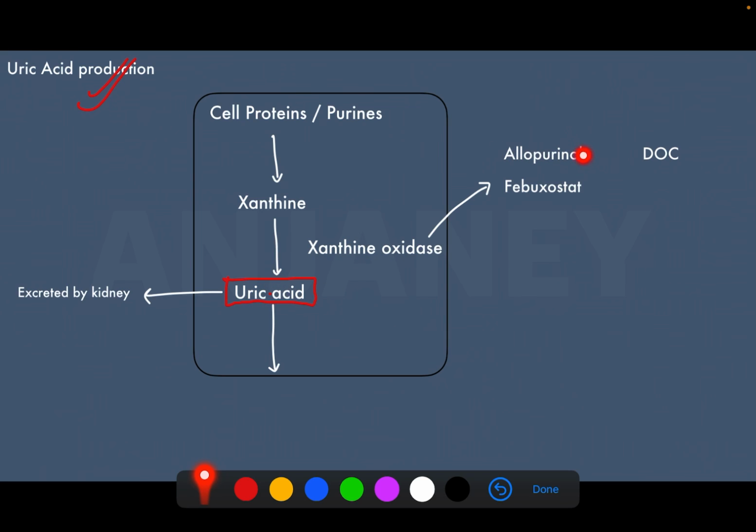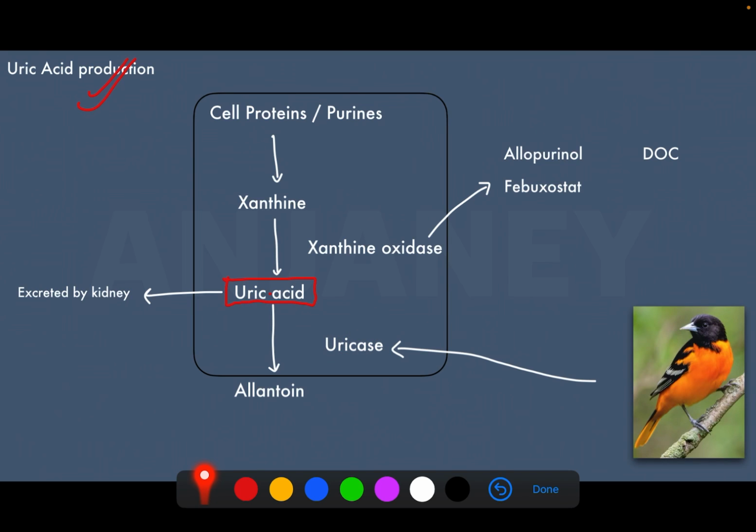So we have allopurinol and febuxostat. Allopurinol is the drug of choice for what? Chronic gout. So we have two drugs, allopurinol and febuxostat. Now, in humans this uric acid is the last product which will be excreted, but in birds we have an enzyme called uricase. So birds have a uricase enzyme which converts this uric acid to allantoin, and this allantoin is water soluble and will be excreted by the kidney.